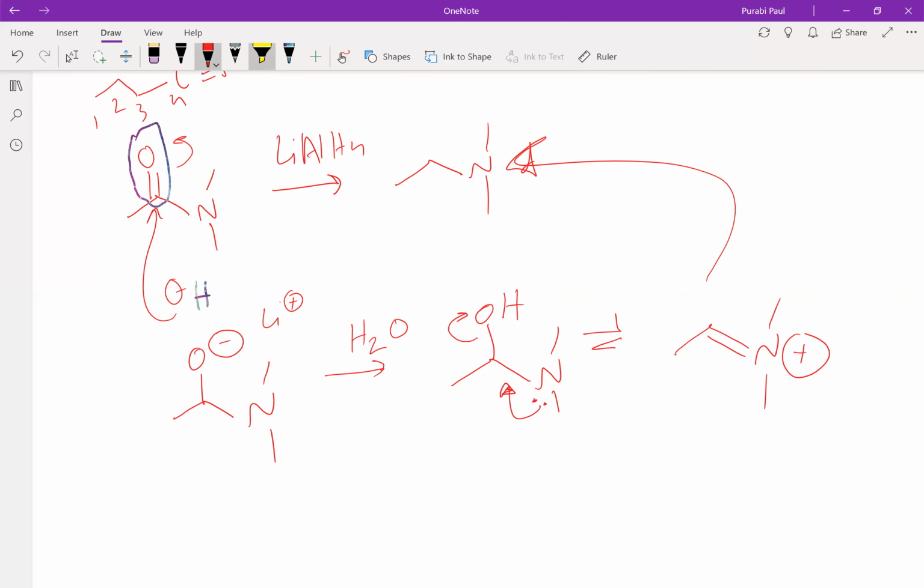Oh, and I don't think you use water here. My bad. This still needs to be under the basic conditions. So this oxygen is just complexed with the lithium and the other thing, and it just pushes it out. So it also goes through this iminium intermediate to get to the amine.